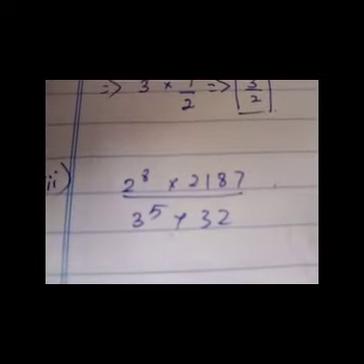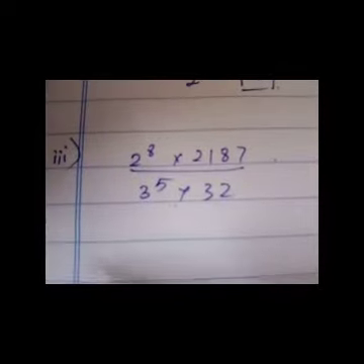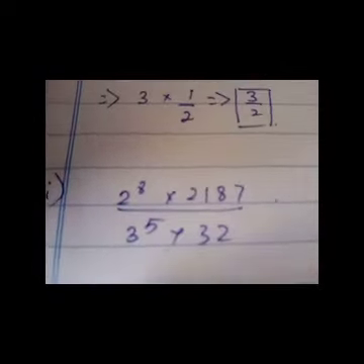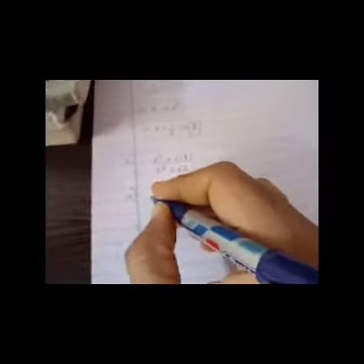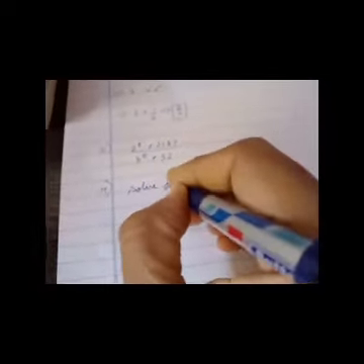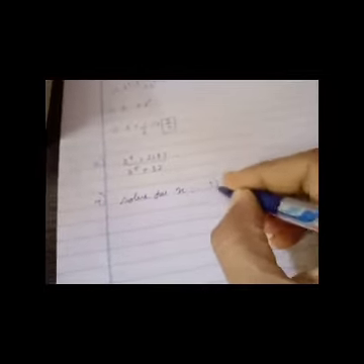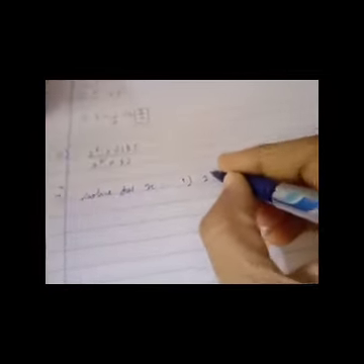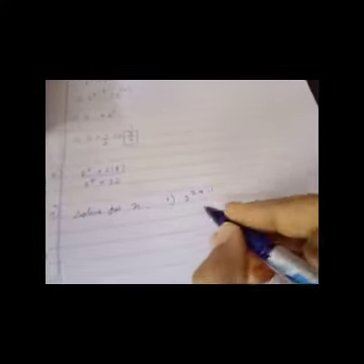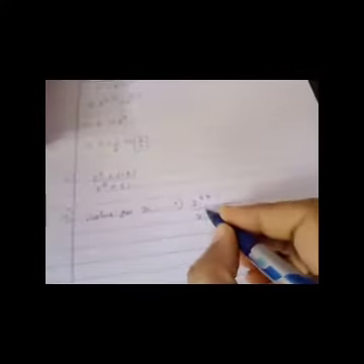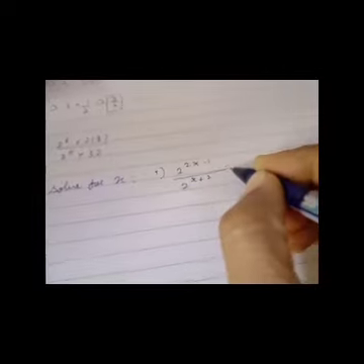Okay. Now we'll move to the next Roman number. Your next Roman number is Roman number 7. Solve for x. Your question is 2 power 2x minus 1 by 2 power x plus 2 is equal to 4.